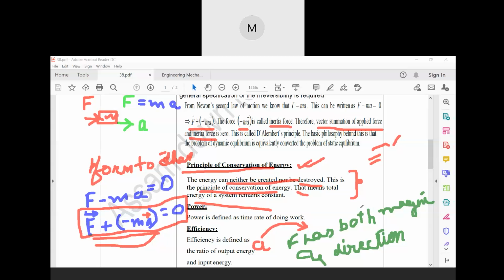Now, the ratio of output to input. Remember, it is output to input, okay, not input to output. That ratio is basically known as the efficiency of the machine. Okay?